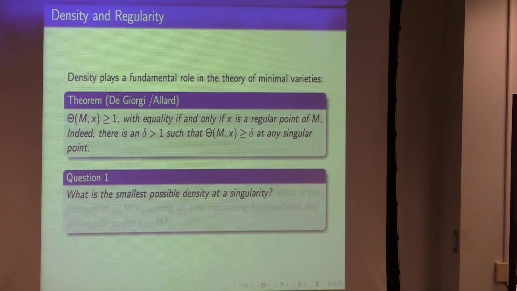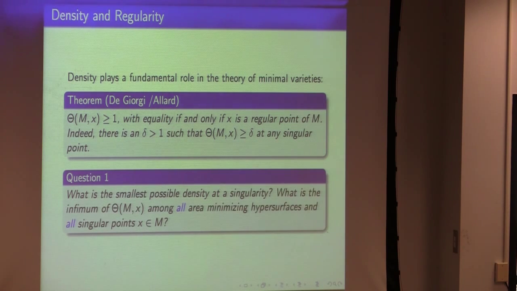So the question Tom and I were interested in is, what's the smallest possible density at a singularity? So just consider all area minimizing hypersurfaces of any dimension. Look at the singularities, say what's the least possible density of such a singularity. Some is bigger than 1, but what is it?